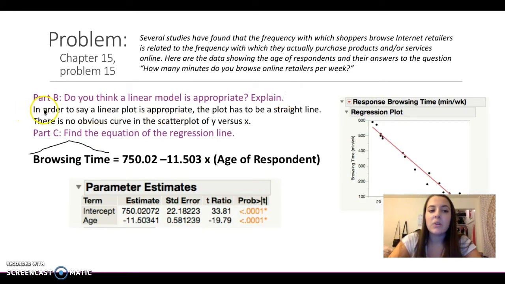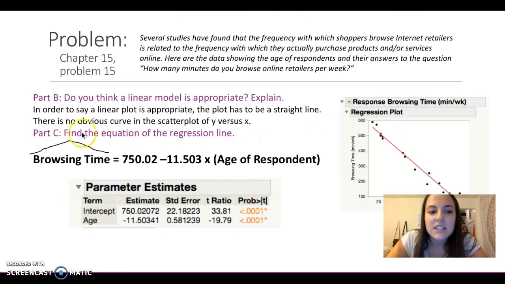Explain. And so in order to say a linear plot or model is appropriate, the plot has to be a straight line, and this is a straight line. There's this point over here that curves it a little at the end, but in general I would say this is a straight line because there's no obvious curve in the scatter plot of y versus x.